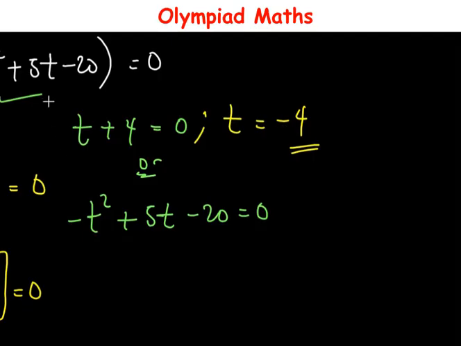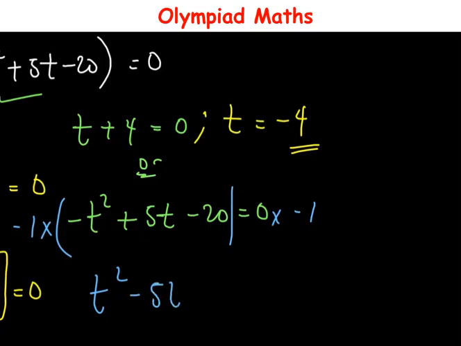Now, solving this equation, let us make it that t squared has a positive value, and to do so, simply multiply this equation by minus 1. So if we do so, minus 1 times minus t squared is plus t squared, minus 1 times plus 5t is minus 5t, minus 1 times minus 20 is plus 20, and this equals 0 times minus 1, which is 0.